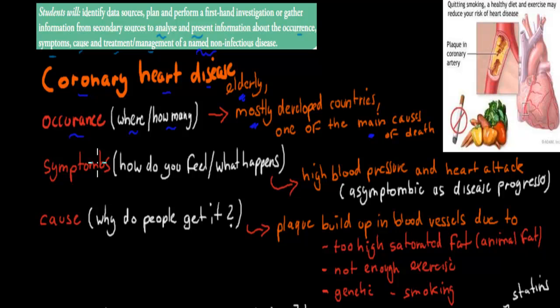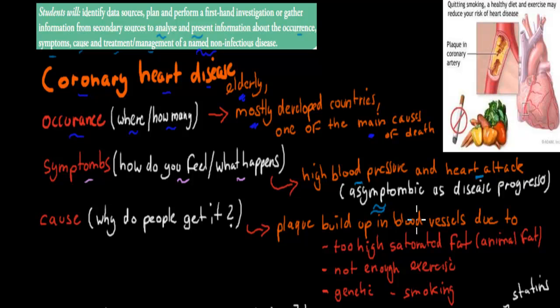All right, symptoms. Symptoms just means how do you feel, or what happens when you have it. So for example, you have high blood pressure, especially towards the middle or the end of that disease. And also right towards the end, you'll get a heart attack, right? So these are 2 of the symptoms, but the actual disease itself is asymptomatic, which is also important.